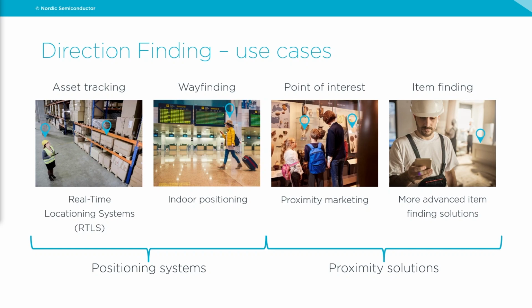direction finding with Bluetooth. You can also use it for doing wayfinding, and then you have the proximity solutions where you have a point of interest, where you maybe want to be able to discern between multiple users that are close to it to see which one is in which position. Like in this case here, in front of a display, you will be able to see that yes, they're close to the display, but you can also see which one is on what side if one of them has a phone, for instance, and to do item finding.